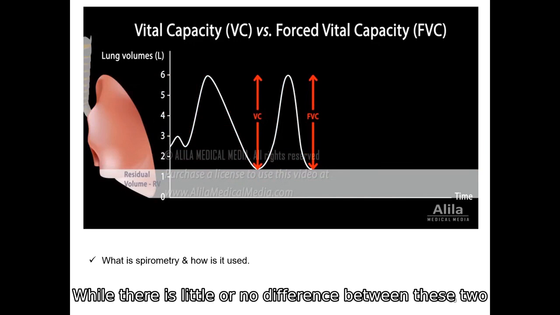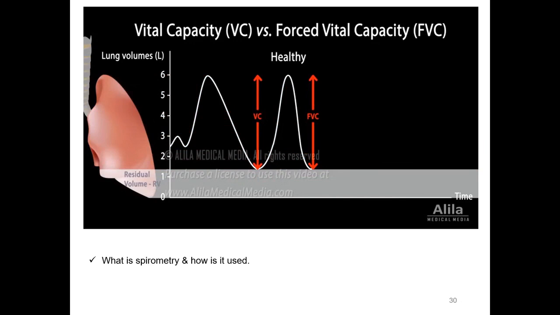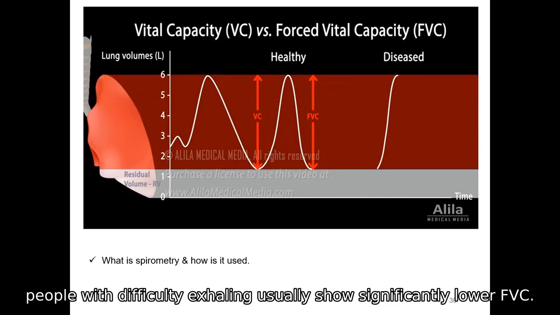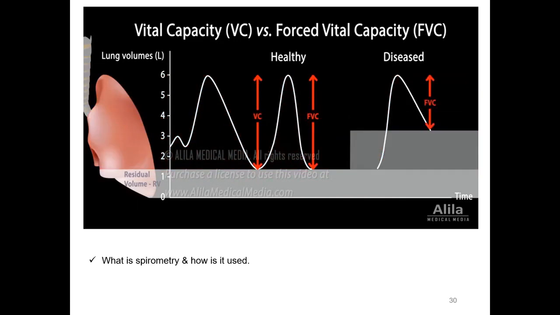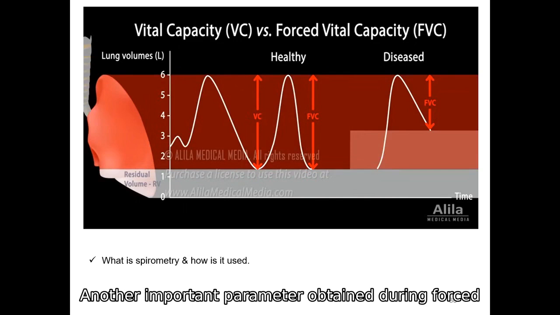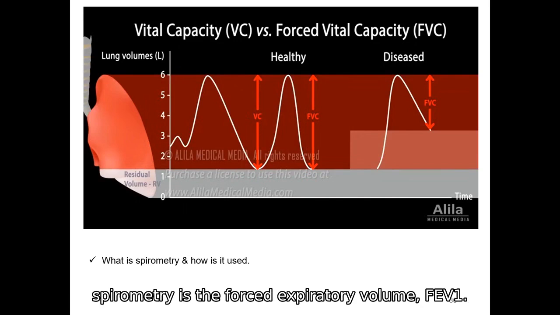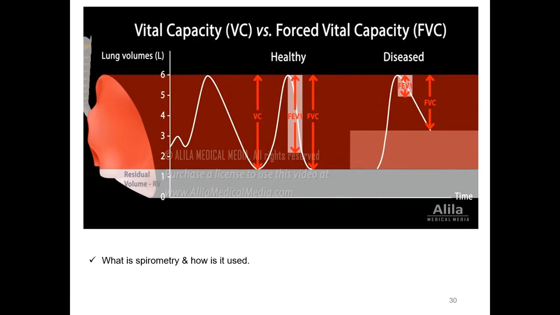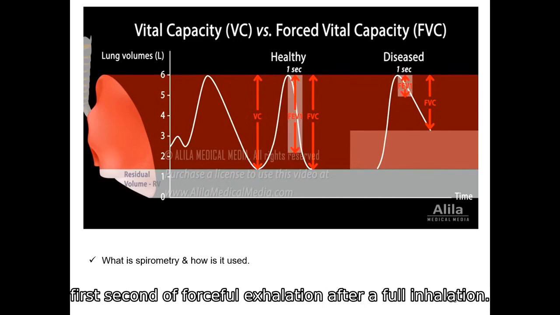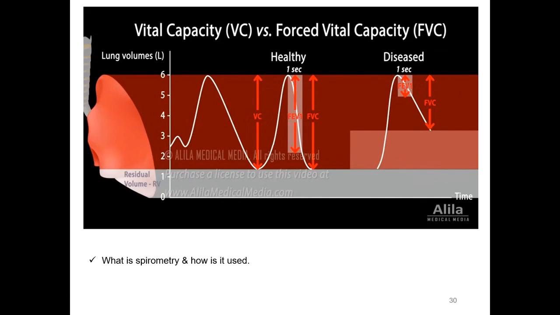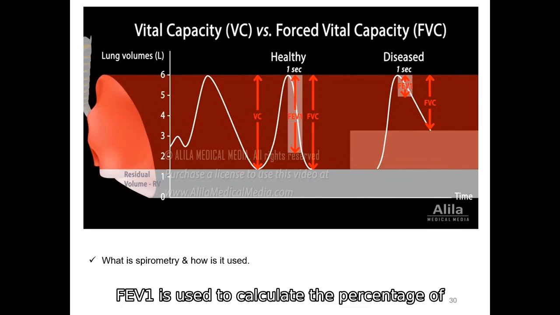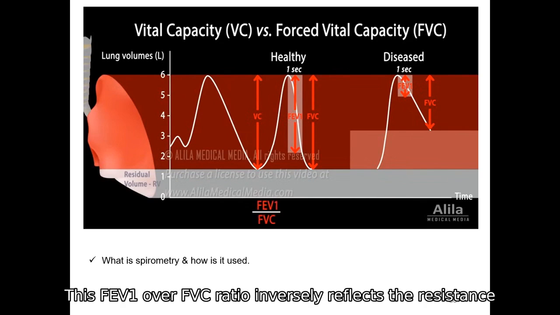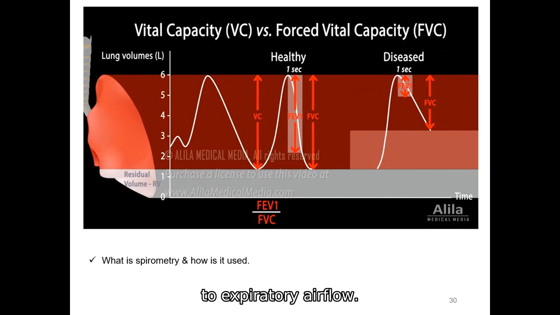While there is little or no difference between these two values in healthy individuals, people with difficulty exhaling usually show significantly lower FVC. Another important parameter obtained during forced spirometry is the forced expiratory volume, FEV1, the amount of air that is exhaled during the first second of forceful exhalation after a full inhalation. FEV1 is used to calculate the percentage of air that is expelled during the first second. This FEV1 over FVC ratio inversely reflects the resistance to expiratory airflow.